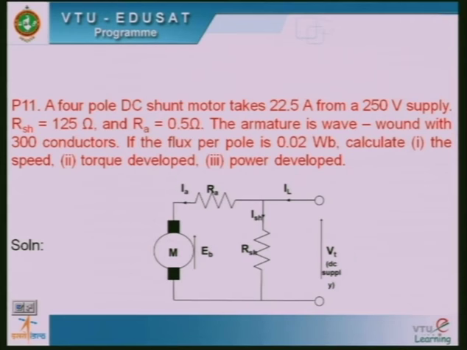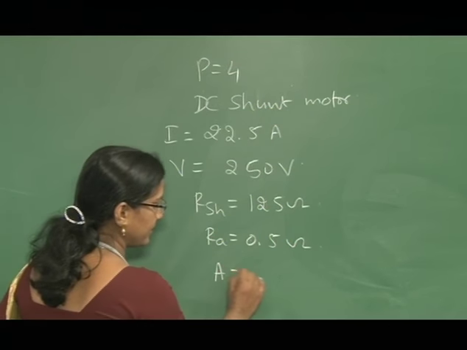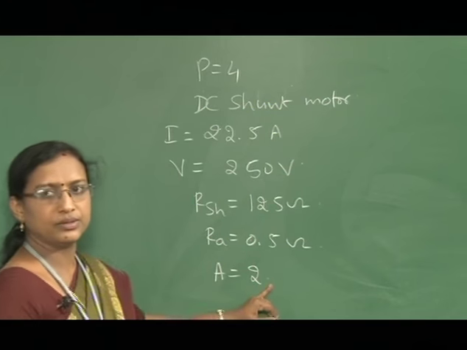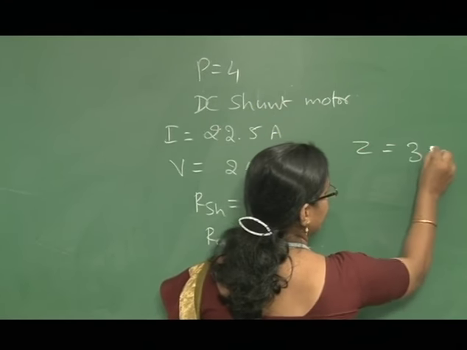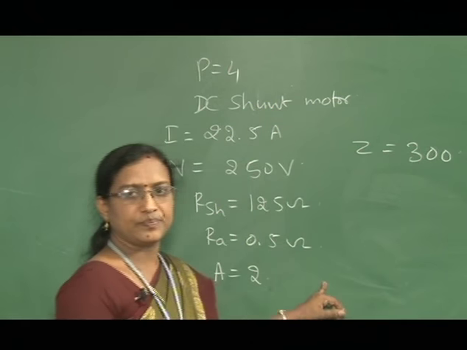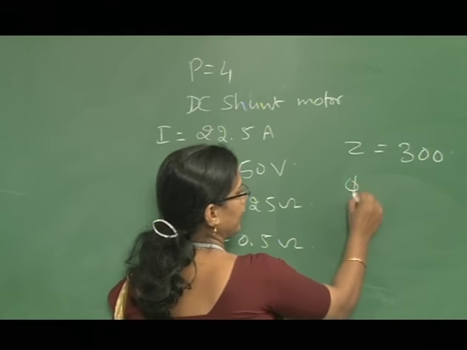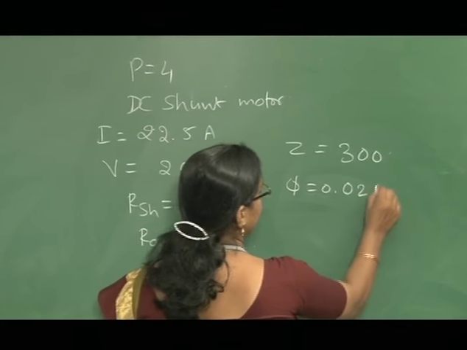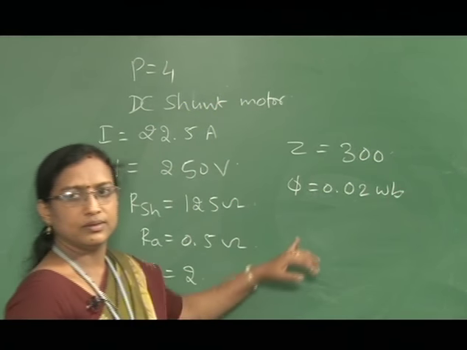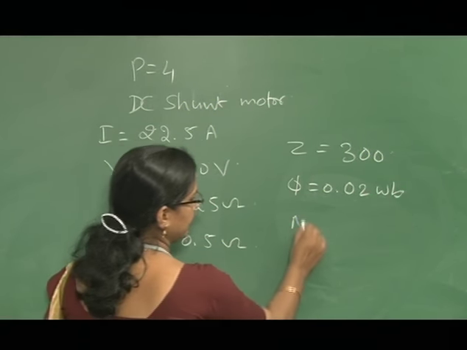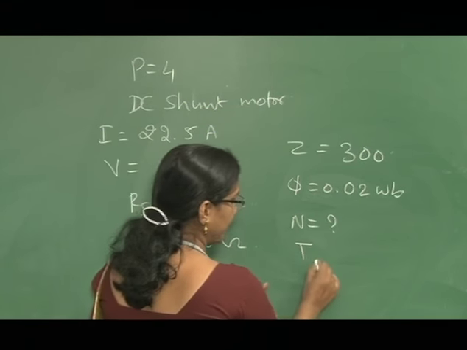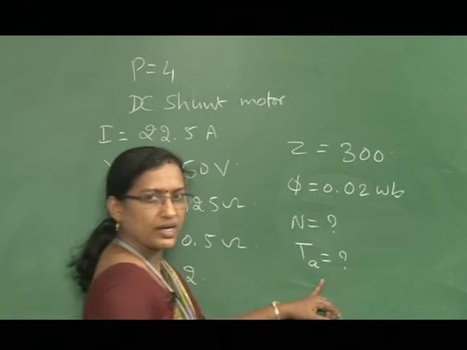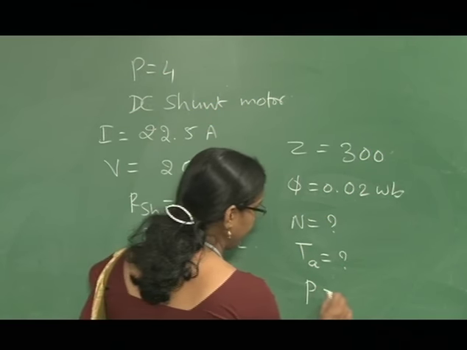Now, the armature is wave connected. Wave connected means the number of parallel paths is equal to 2, and the total number of conductors given is 300. If the flux per pole phi is equal to 0.02 Weber, we have to calculate first the speed, then the torque developed TA, and then we have to calculate the power developed P.